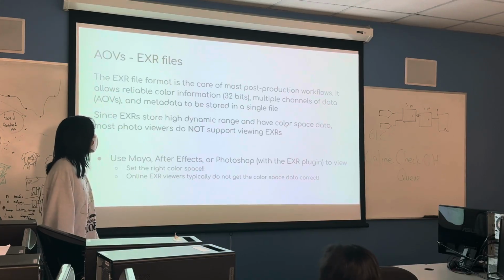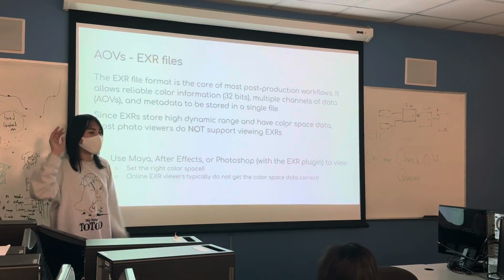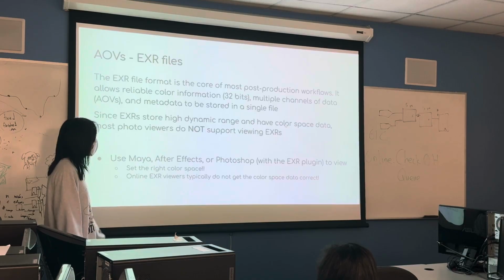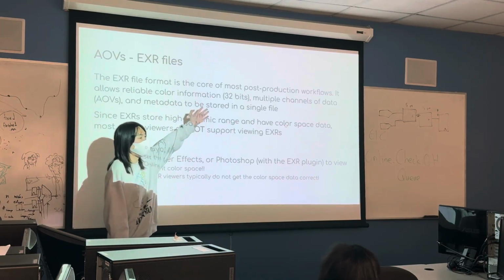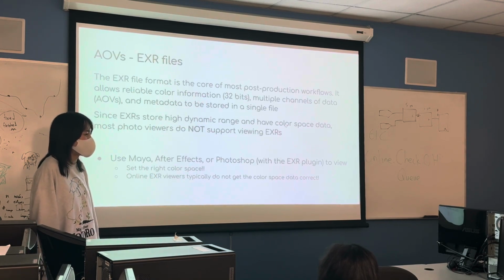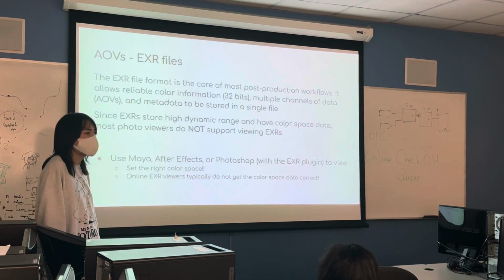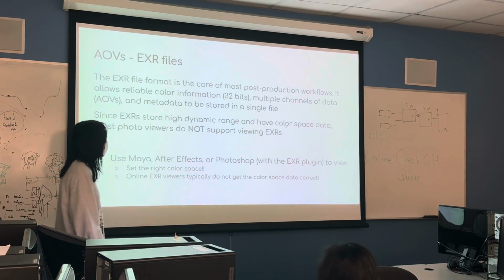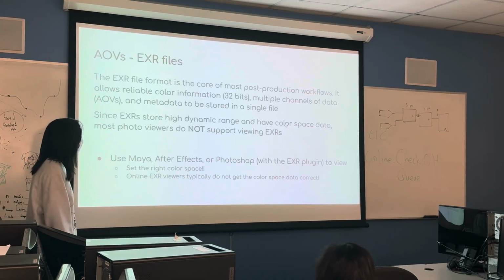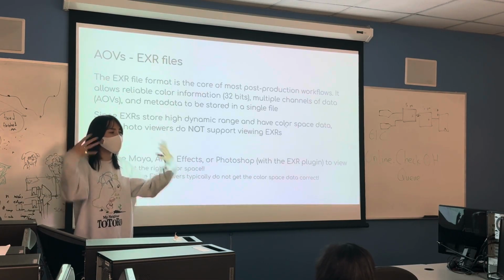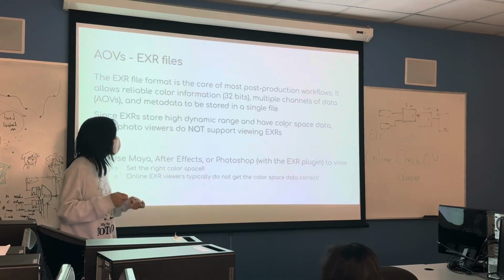EXRs are essentially the industry standard file format for literally anything film related. It basically allows you to store 32 bits of color, which is a lot. I believe JPEG or PNG only stores 16 bits, or maybe 8 bits is the default. So it allows you to store more colors, but it also allows you to store things called AOVs, which we'll get into in a bit, and also a bunch of metadata. So you can basically store your entire scene, your entire render, into this one nicely packaged file format called an EXR.